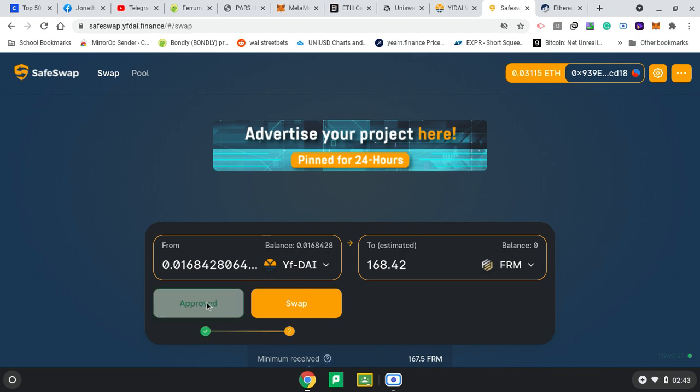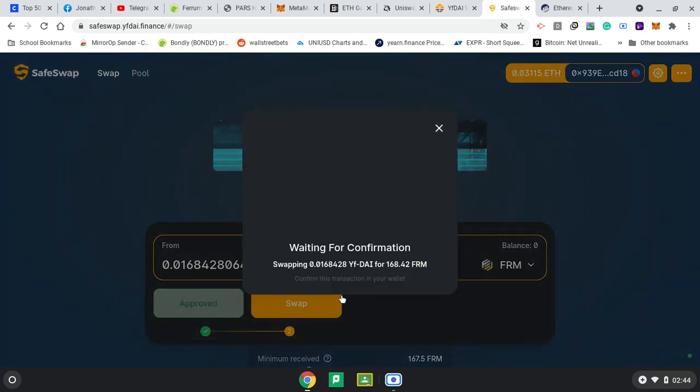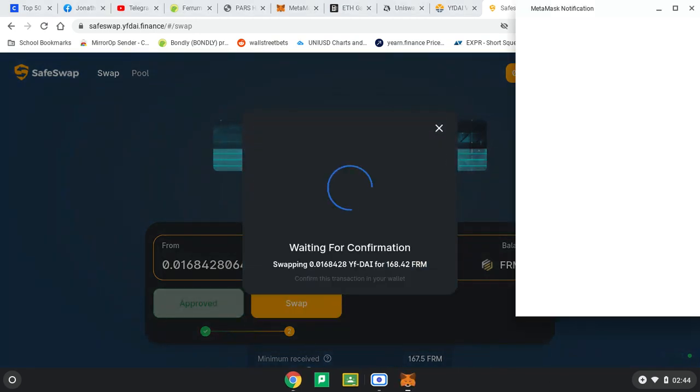Let's see now, what do I do? Okay, yeah, so it's going to approve. Now I can click swap, confirm swap. Sometimes there are going to be more gas fees.